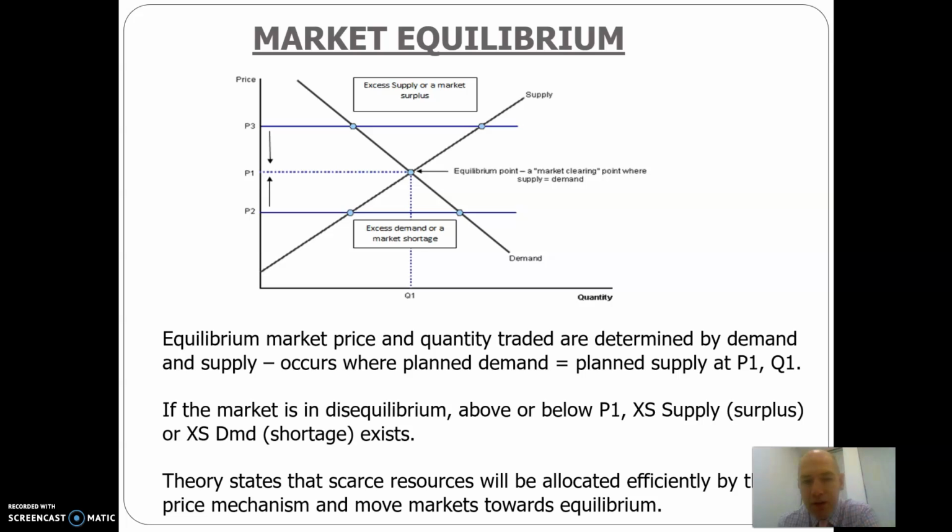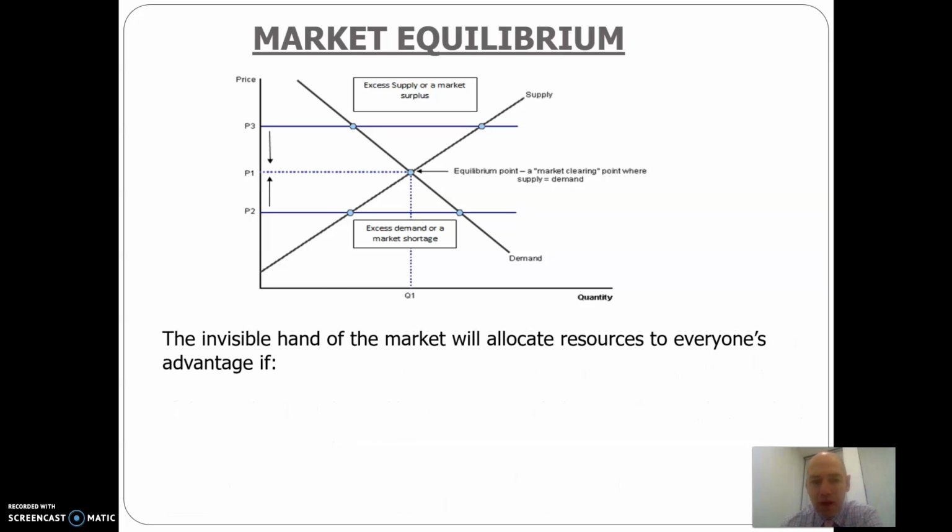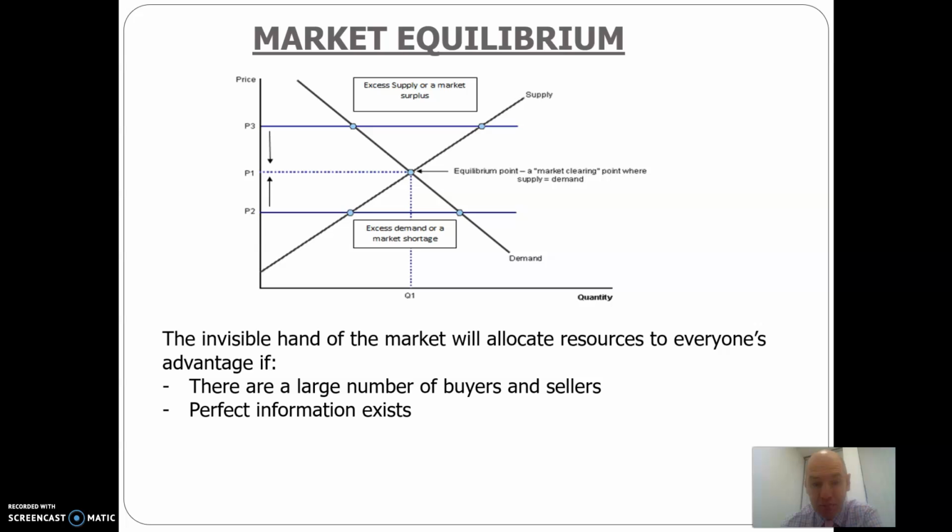And the theory, what we're looking at in terms of the price mechanism, is that scarce resources will be allocated efficiently by the price mechanism, by the invisible hand of the market, and markets will move towards equilibrium. Okay, and when will it work best? Well, the invisible hand of the market will allocate resources most efficiently if there are many buyers and sellers, so there's competition, where perfect information exists in the marketplace, and where markets are free from government intervention. Highlight key points.